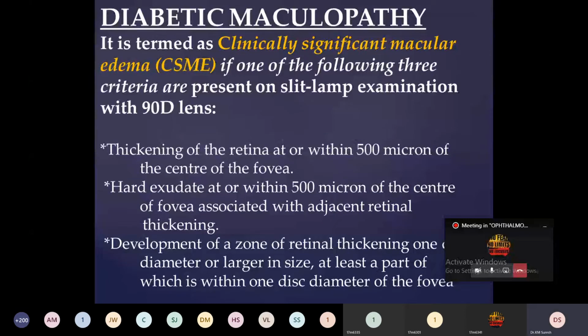So what are the criteria to say that it is CSME, that is clinically significant macular edema? There will be thickening of the retina at or within 500 microns of the fovea. Hard exudates are present at or within 500 microns of the center of the fovea, associated with adjacent retinal thickening. Development of a zone of retinal thickening 1 to 2 disc diameters or larger in size, at least part of which is within 1 disc diameter of the fovea.